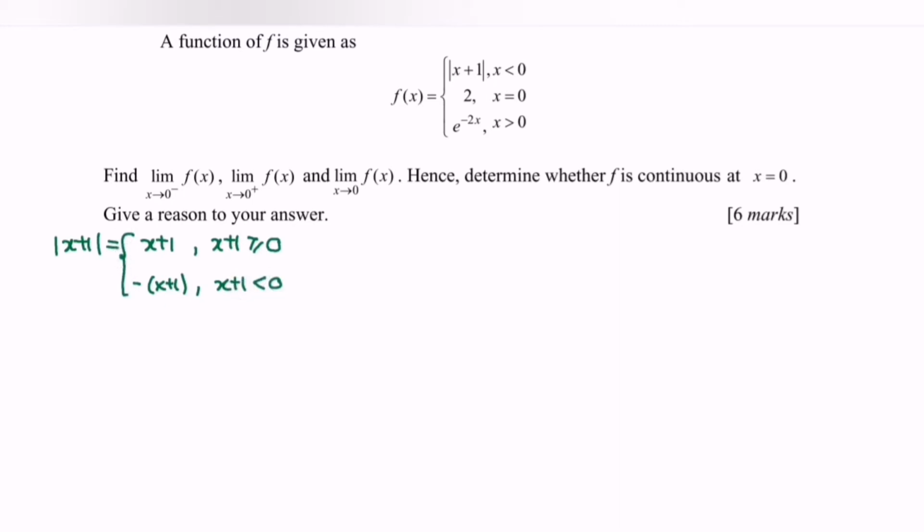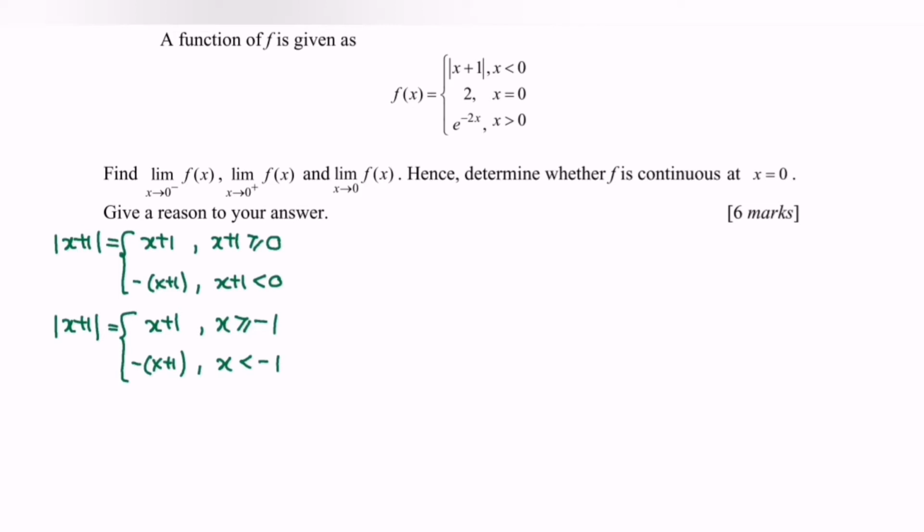So after we simplify, we will have the modulus of x plus 1 equal to x plus 1 for x greater than or equal to negative 1. Next we have negative (x plus 1) and the domain would be x less than negative 1. Next, I'm going to illustrate the situation of f(x) on the number line.